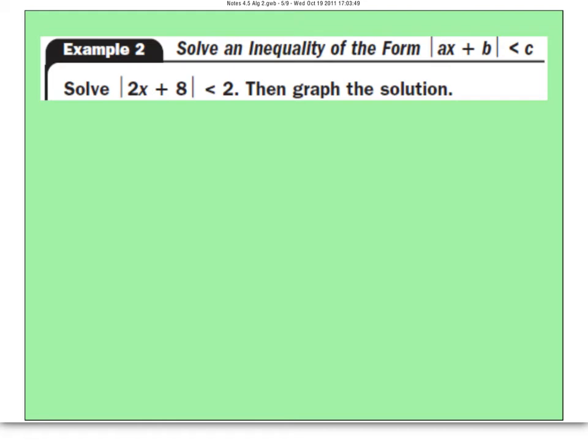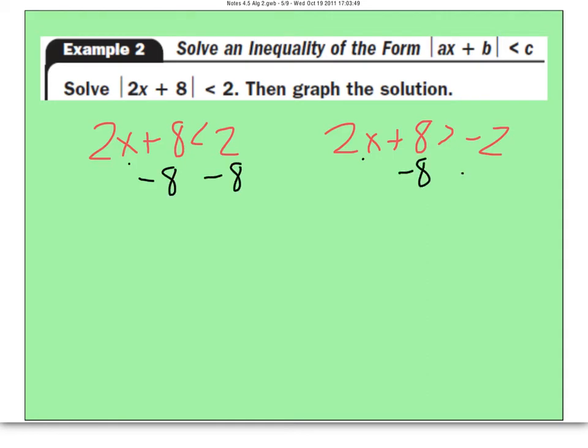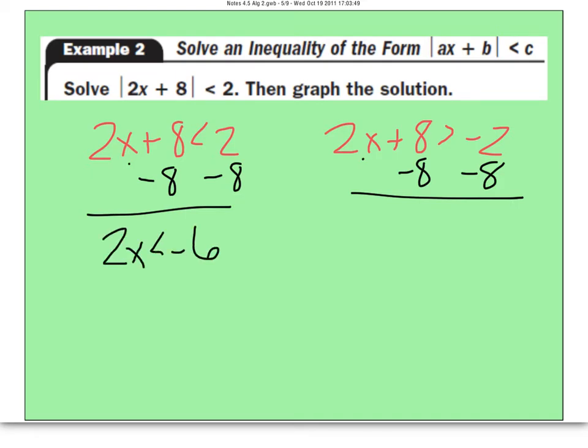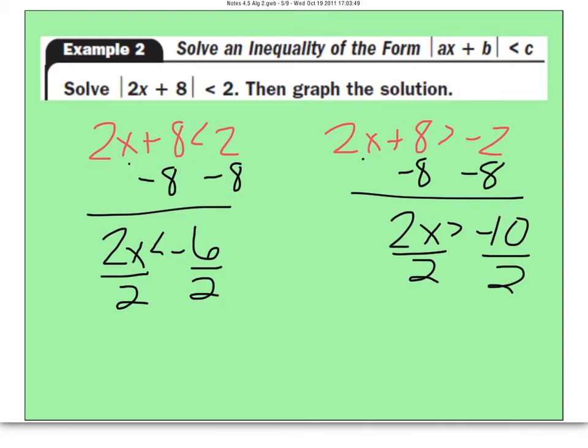Let's do one more of these with a slightly different shading. So 2x plus 8 is less than 2. 2x plus 8 is greater than negative 2. I'm going to solve them both at the same time again. To get x by itself on both, I'm first going to minus 8. That leaves me with 2x is less than negative 6. 2x is greater than negative 10. To get x by itself, divide by 2 for both. So I'm going to get x is less than negative 3, and x is greater than negative 5.